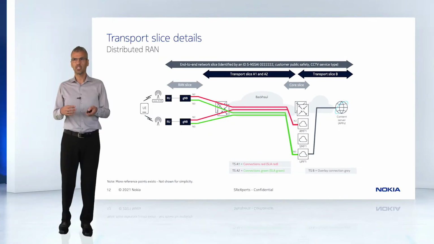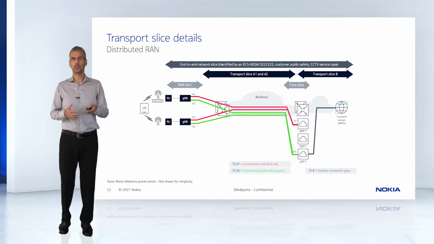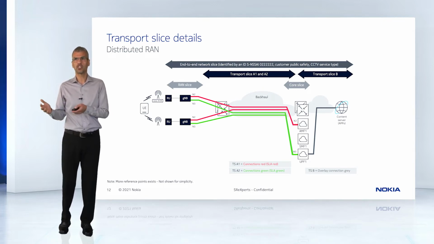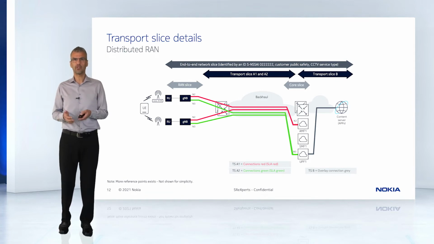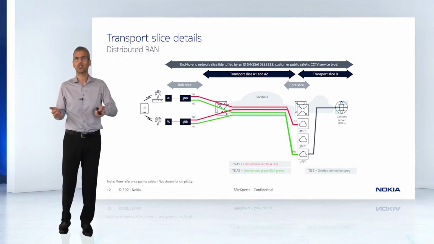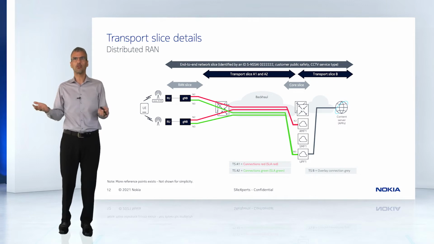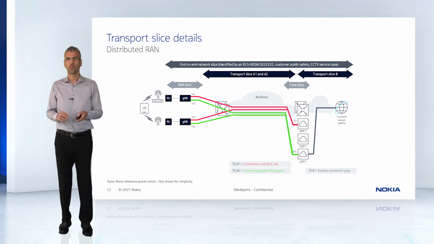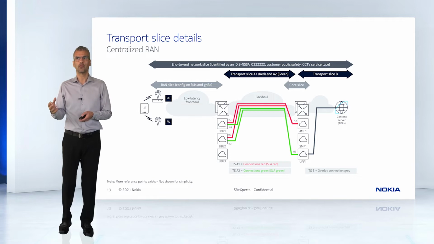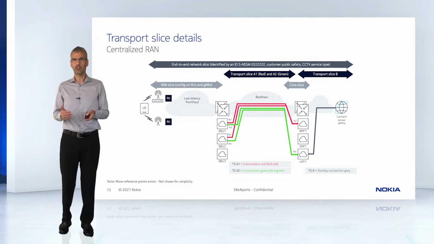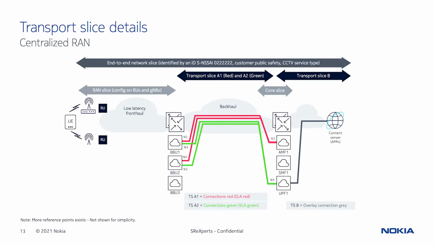Also, we are creating connection gray, which in this case is transverse slice B. We are creating connectivity between the UPF and the data center for this application server if they are not residing in the same data center. If it is, we really don't need transverse slice B. If we extend that concept for the same end-to-end network slice, you see the top end-to-end network slice for public safety, for the service type CCTV, there is really no change.